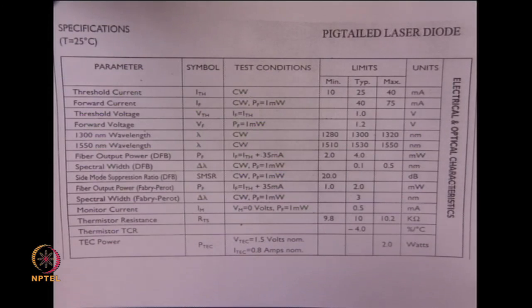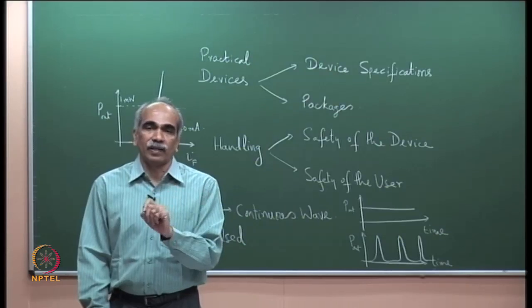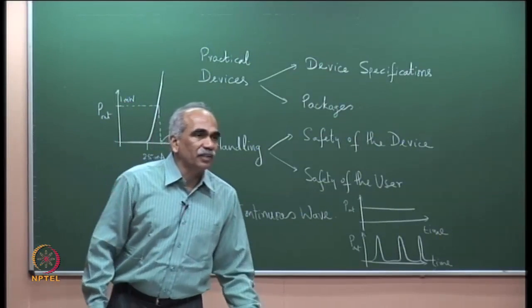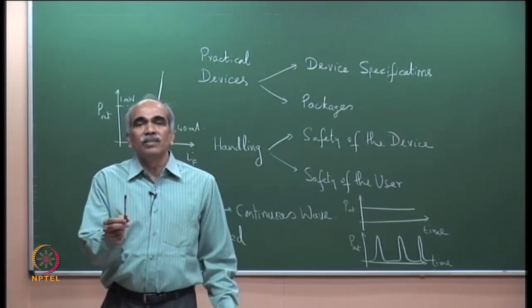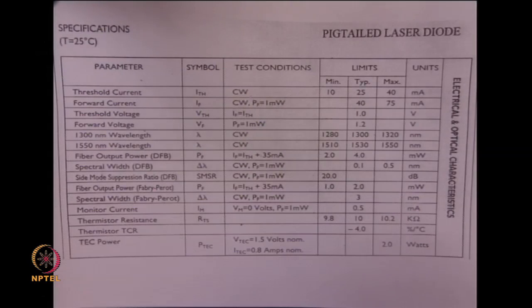It does not mean a particular device will give that. A particular device, when maintained at a particular temperature and current, will give a fixed power output and a fixed wavelength. But in a lot, that is in a batch of several devices, some devices may have slightly varying characteristics. That is what they mean by minimum and maximum.